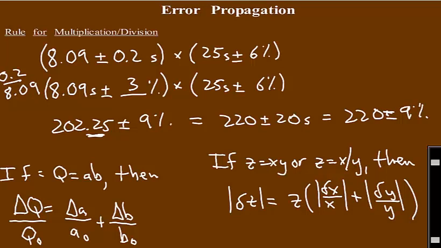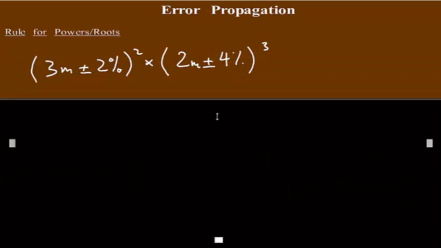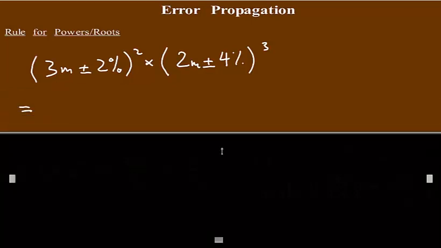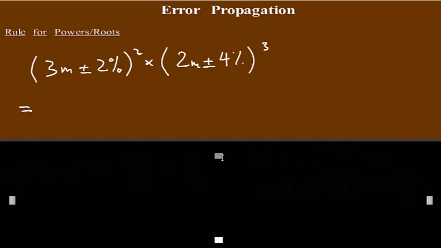All right. There are a few more rules, like for example, what do we do with powers? Okay, like a square or a square root. The rules for powers or roots. So I got a number here. Okay, they're both in relative percent terms. All right, so let's work this out.